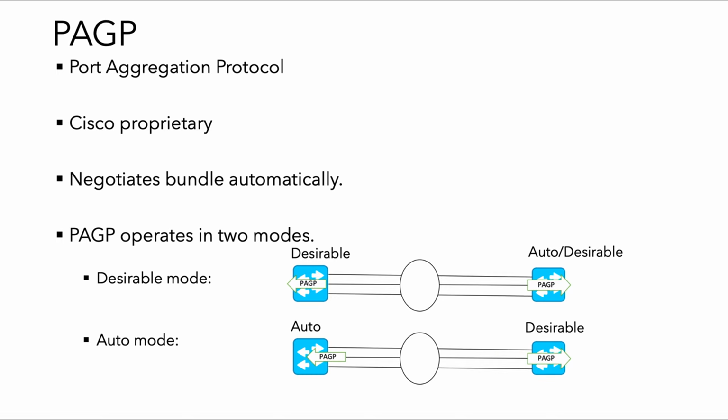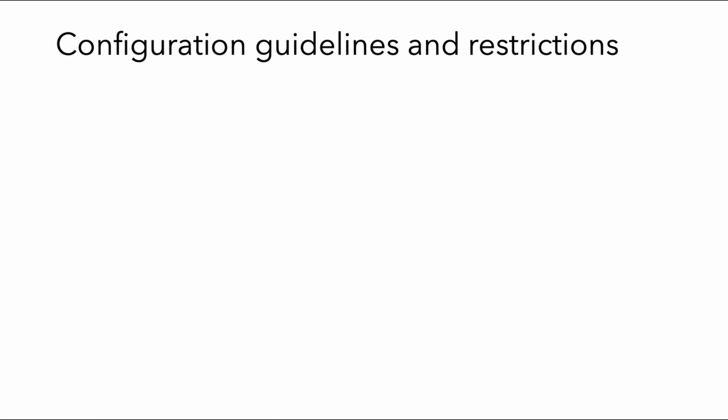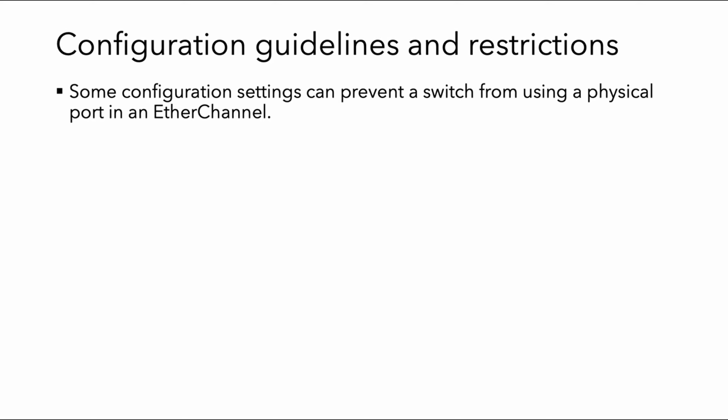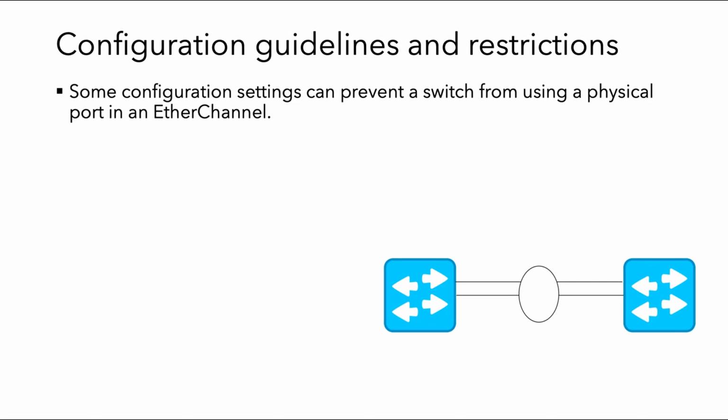Both the protocols accomplish the same task, that is to negotiate so that only the links that pass the configuration checks are actually used in an Ether channel. So that takes us to the next topic, where we'll discuss the guidelines and restrictions when configuring Ether channel interface. Even after correctly configuring these Ether channels by using manual or dynamic protocols, there are some configuration settings that can prevent a switch from using a physical port in an Ether channel.